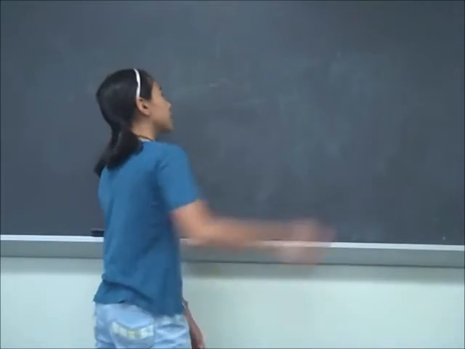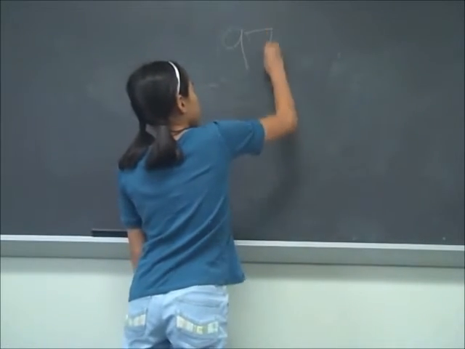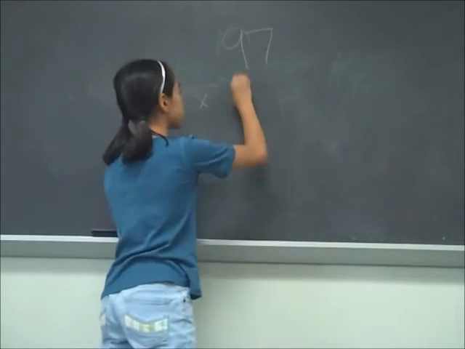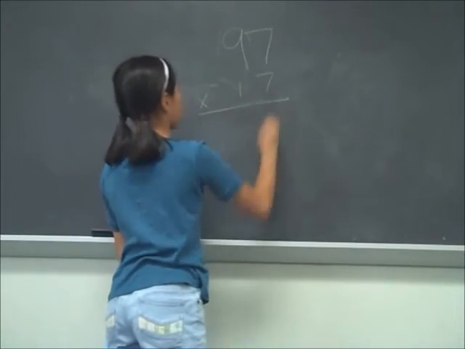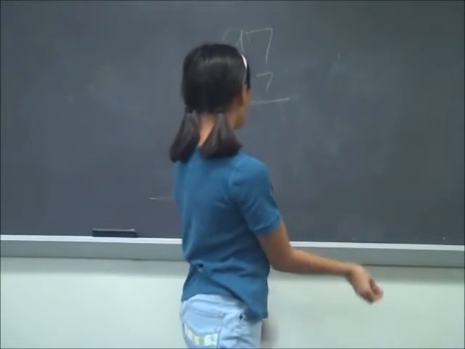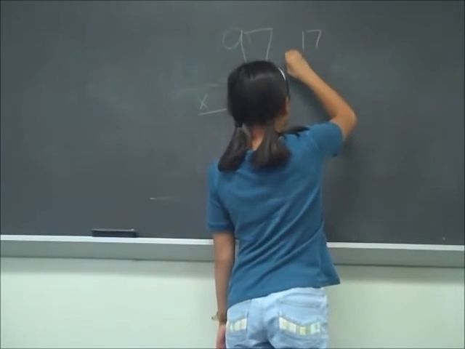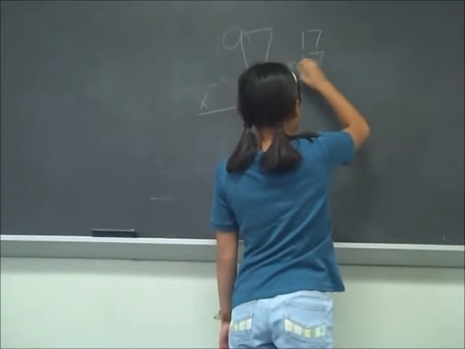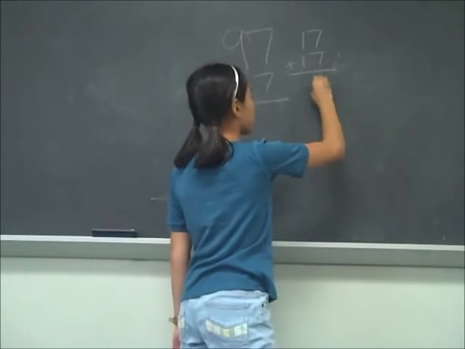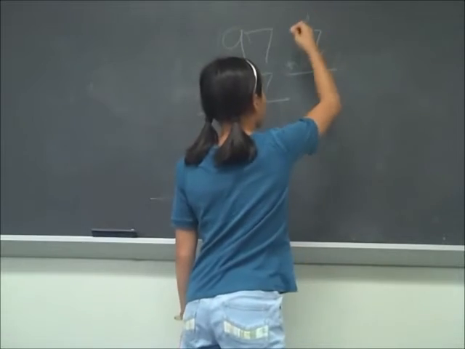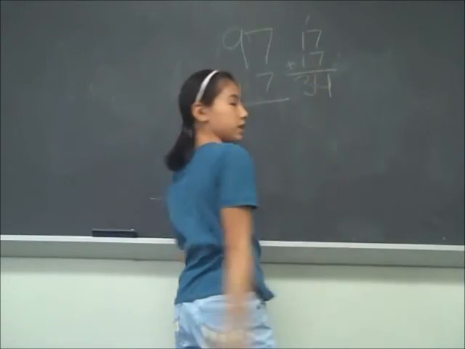Alright, so this problem works with even and uneven, and even times even. Well, odd and even, stuff like that. But sometimes it doesn't work. Because you know what? What if the problem was 97 times 17, let's say. Alright, so we can add 17 plus 17. 7 plus 7 equals 14. And then 1 plus 1 plus 1 equals 3. Alright, so we got that down.